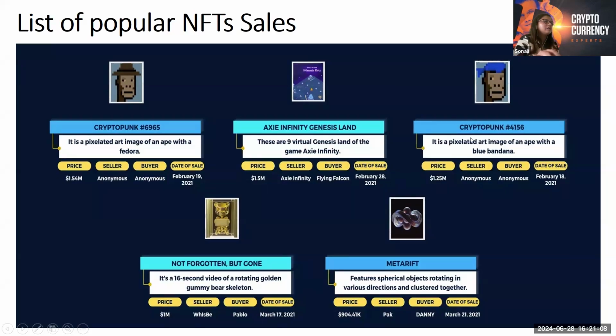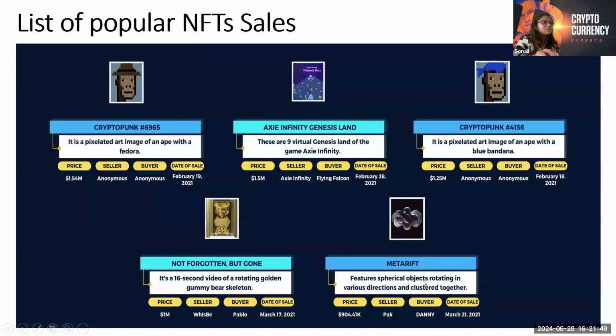1.25 million. You should definitely give CryptoPunk a try. You can Google these projects. I'm not telling you to buy or start selling them, but definitely it's a must to get into it, research about it, and get yourself updated. Not Forgotten But Gone is a 16-second video of a rotating golden gummy bear skeleton. So videos are also being created as NFTs here, and they are being sold. I showed you one video already live. $1 million. The buyer was Pablo. Date of sale again 2021.